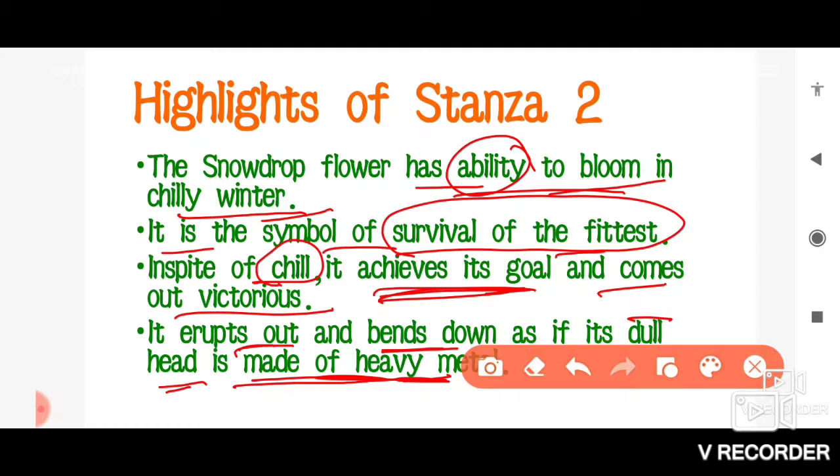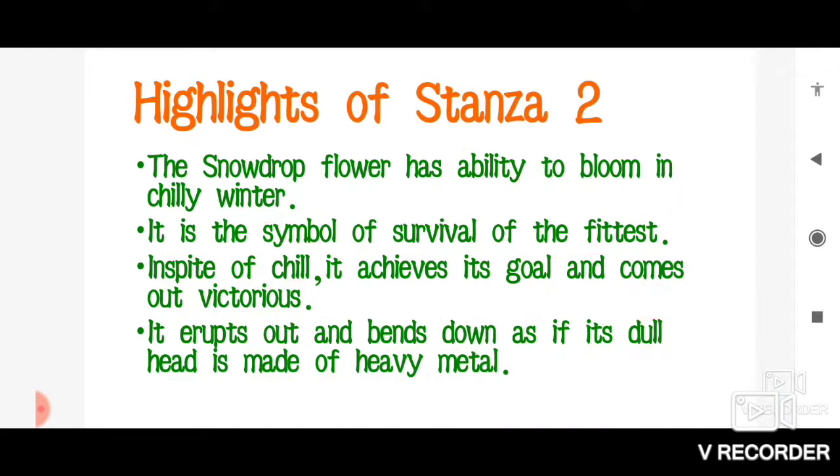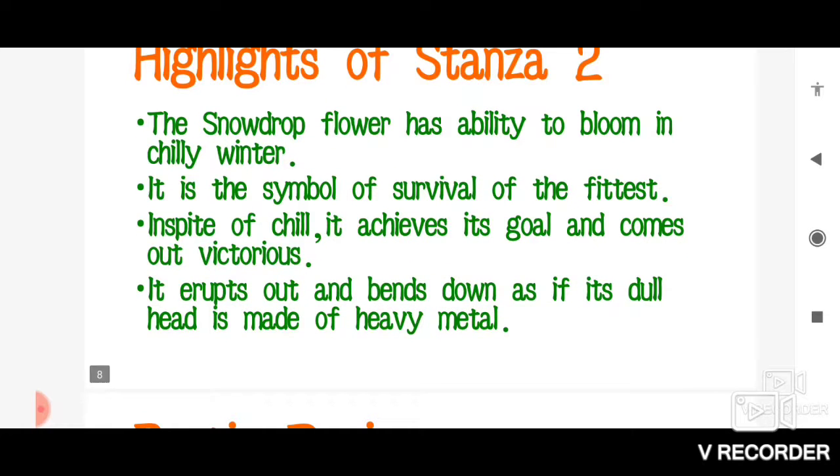क्योंकि इसका head बहुत heavy होता है, एक तो it bends down, it looks very pale क्योंकि इसको बहुत मेहनत करके grow करना पड़ता है, और because its head is heavy, that is why the poet has compared its head with the metal. Hope you have understood this poem.